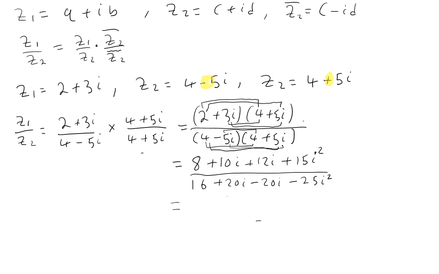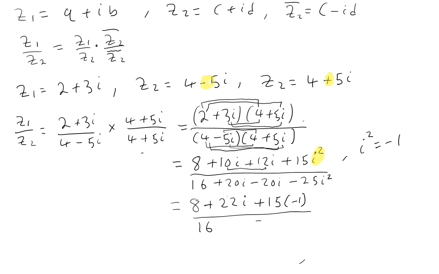Then from here we have 8. Here we have two imaginary numbers, 10 and 12. If we add the two, we'll get plus 22i, plus 15. Now instead of this i square here, we should remember that i square is the same as minus 1. So instead of i square, we can write minus 1, over 16.